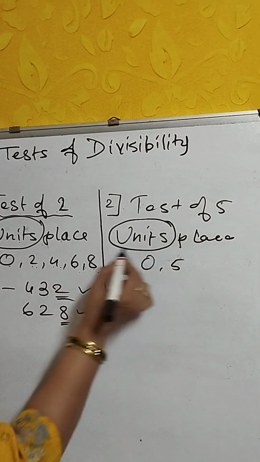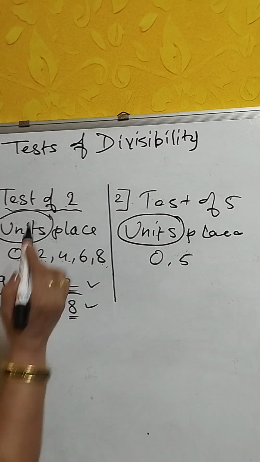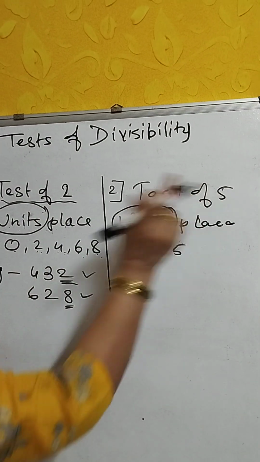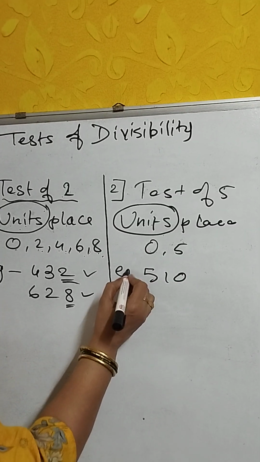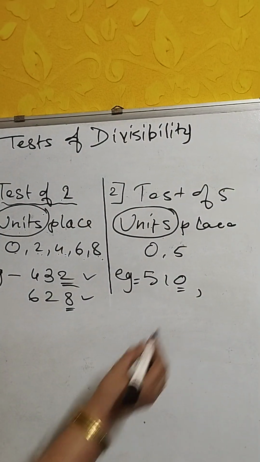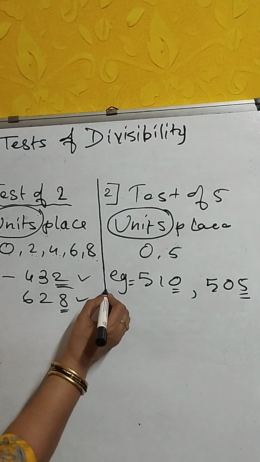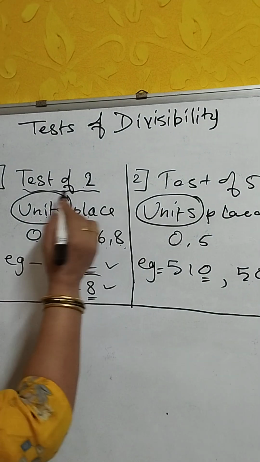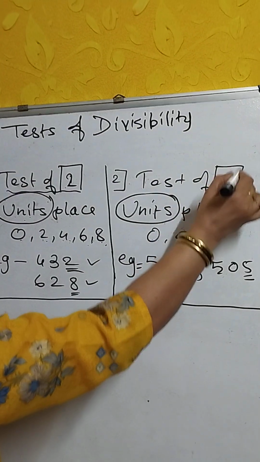How will you remember why these two tests are given first? Because both carry units place. Units place 2, units place 5, this is the test of 2 and test of 5. Suppose 510, example: 510, units place 0, divisible by 5. 505, units place 5, divisible by 5. These are the tests of divisibility for 2 and for 5.